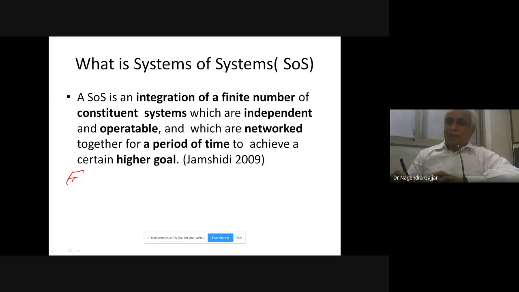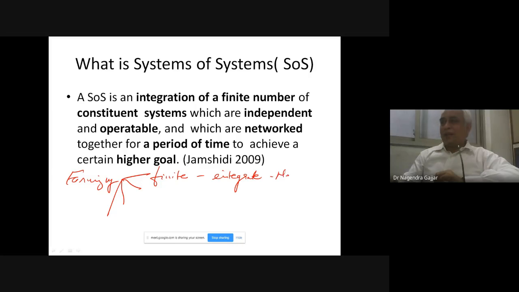as I said, I may have a number of systems, right? So they are finite, number one. I need to integrate them. They are networked, right? They are operatable. They are independent, right? And they are together for a period of time. And all this is to achieve a higher goal.